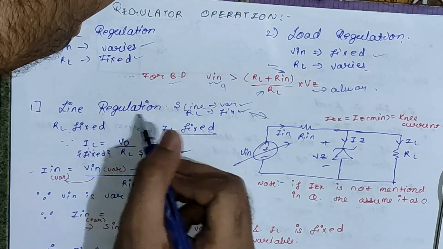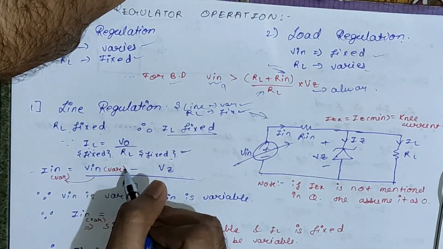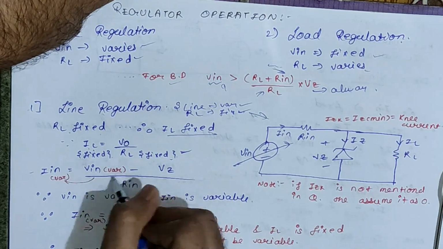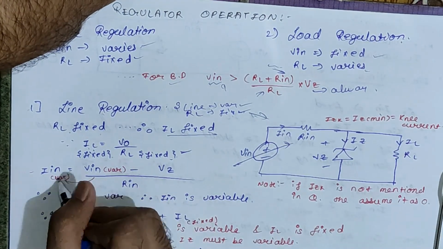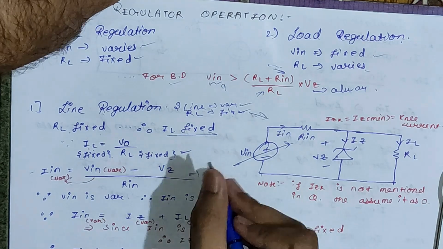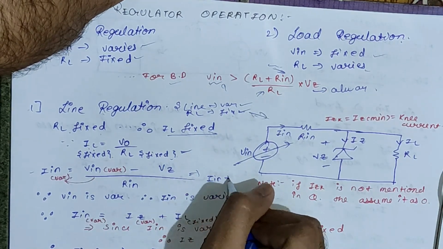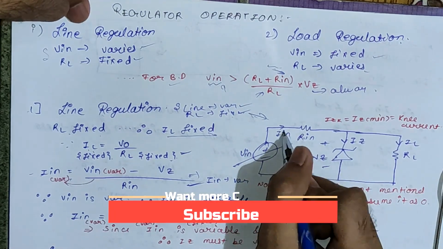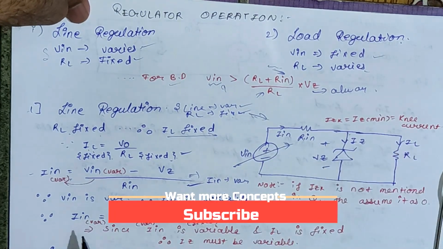Now we know since it's a line regulation, V in will vary. So we can say input current will also vary, since these two terms are fixed and only V in is varying, so I in will also vary. From this equation, we get to know that I in is in a varying condition. Also from KCL, you can get to know that I in is nothing but Iz plus IL. Okay, so this is what I have written.